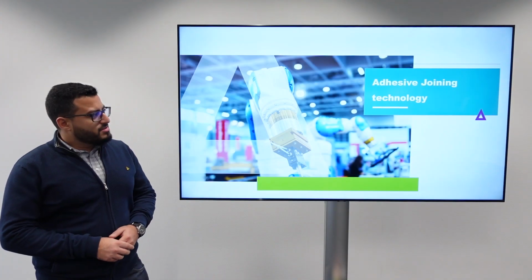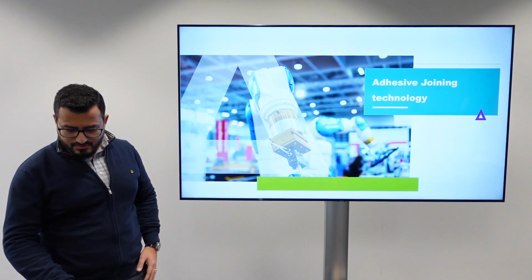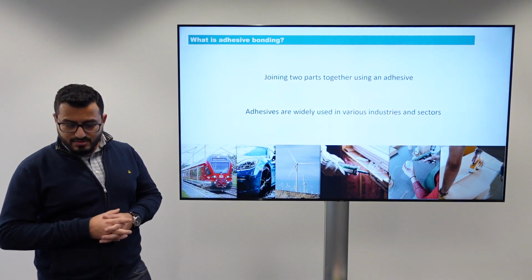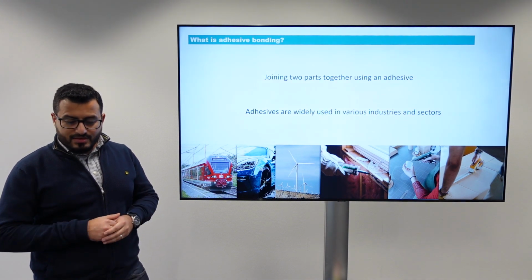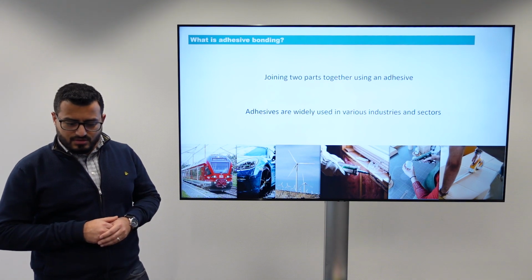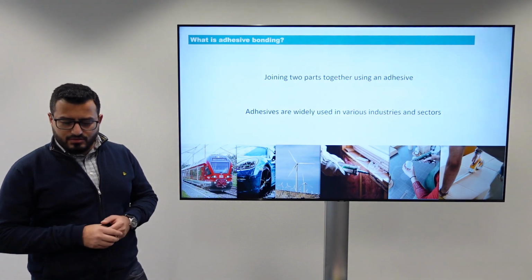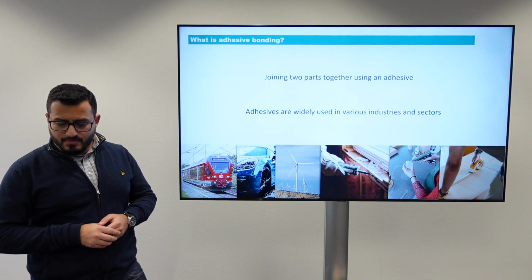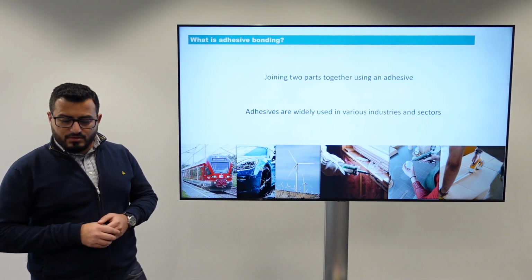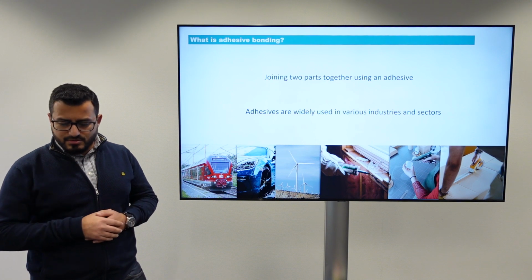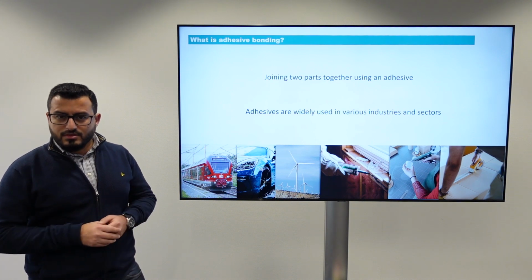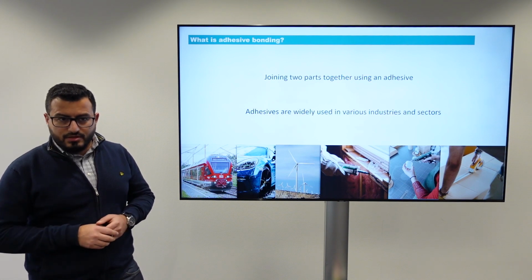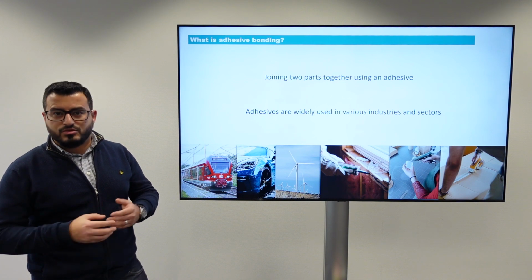Okay, so let's start with the adhesive joining technology and define what is adhesive joining. Adhesive joining is basically joining two parts together using an adhesive. This technology is widely available in various industries and sectors. For example, you can see it in the transportation sector with bonding of the chassis components, windows, windshields, dashboards, and so forth. Also in the energy sector, with the bonding of the two parts of the wind turbine blades. You can also see it in construction with extensive use of sealants, for example, and also in packaging and do-it-yourself activities.